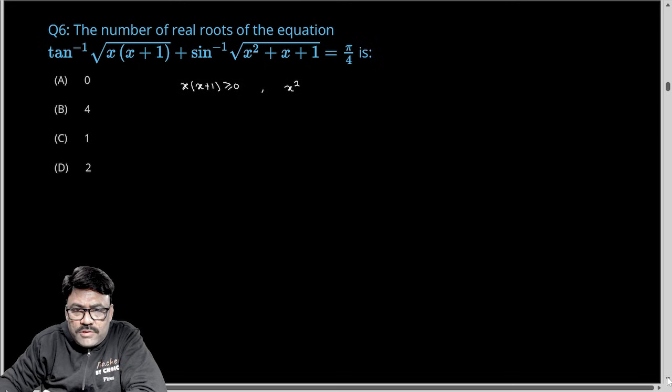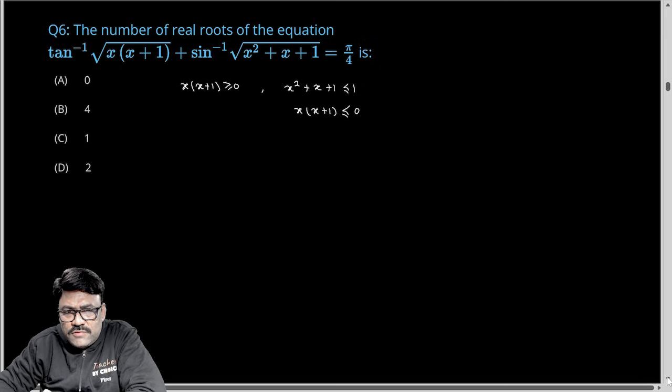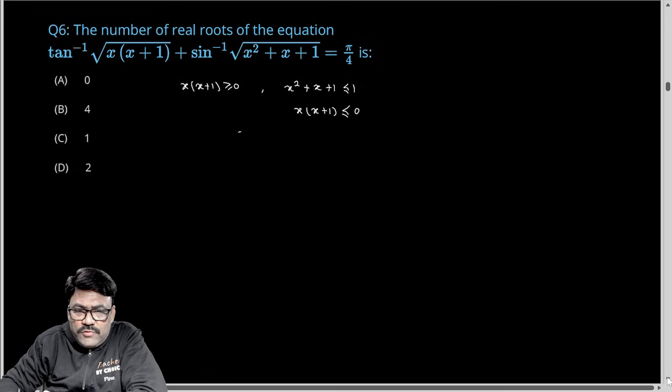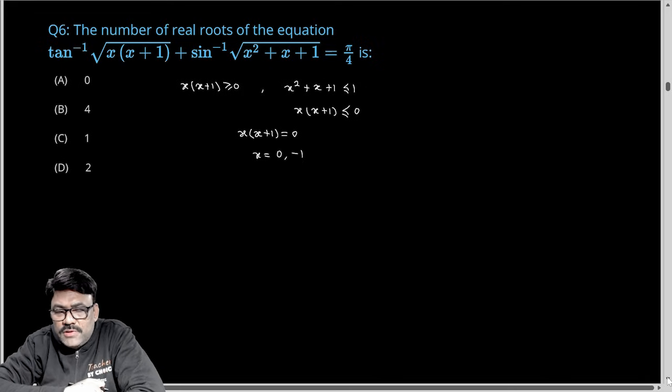And this x squared plus x plus 1 should be less than or equal to 1. Sin inverse is not defined for a number greater than 1. So this gives you x squared plus x less than or equal to 0. So the first term, tan inverse, is defined for x squared plus x greater than or equal to 0, and the second term, sin inverse, is defined for x squared plus x less than or equal to 0. Hence your problem is defined only when x squared plus x is equal to 0. Means your problem is defined only at these 2 points, 0 and minus 1.